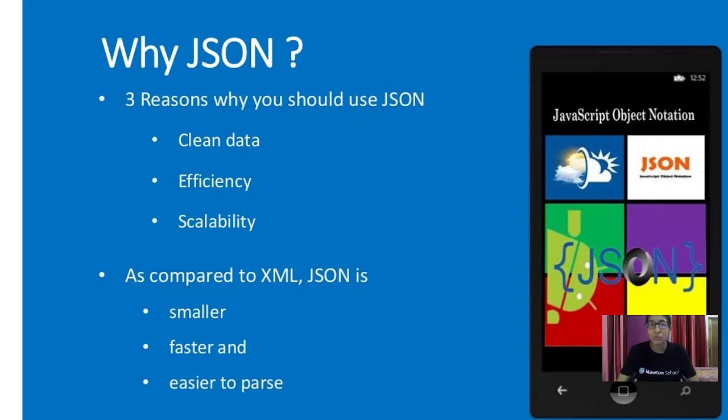Why is JSON needed? There are three reasons to use JSON. First, clean data. Second, efficiency. Third, scalability. When we compare JSON to XML files, JSON is much smaller. It doesn't have memory allocation or memory storage problems. It is faster than XML files and it is also easier to parse.